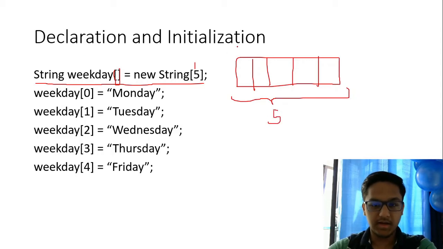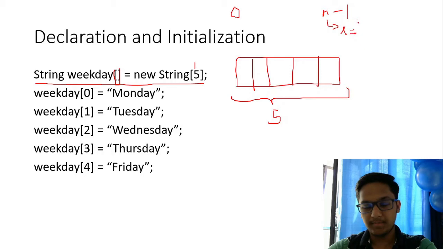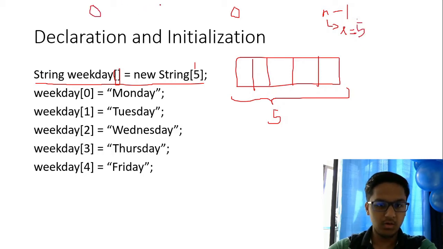In this case, the weekday array. Now the index of an array basically tells the position of a particular element in an array. So index always starts from 0 and ends with the index n minus 1. Over here, n is the length of the array, which in this case is 5. So the minimum and maximum index over here will be 0 to 4, because the maximum index can be n minus 1. So 5 minus 1, which is 4.